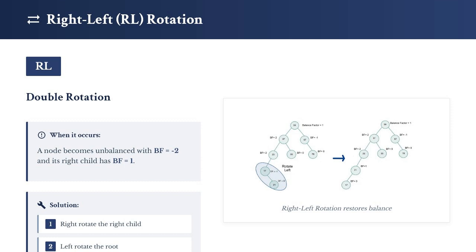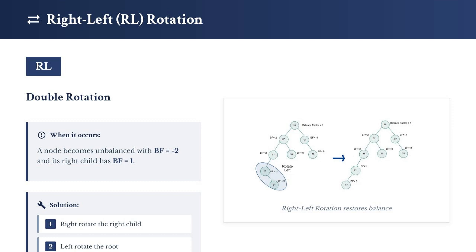Instead, we perform a two-step process. First, we perform a right rotation on the right child, which is node 30. This moves node 20 up to become the new root of this subtree, with 30 as its right child. Any right subtree of 20 becomes the left subtree of 30.